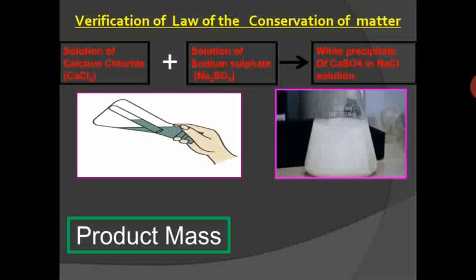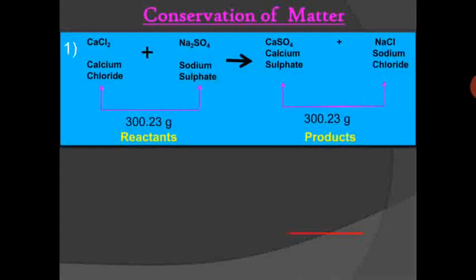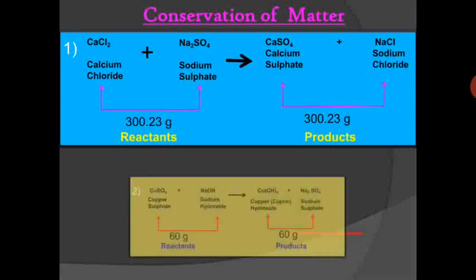And if we weigh the product, then the product's mass will again be 300.23 grams. Then the mass will be the same. Okay, reactant mass and product mass are the same, and this is called conservation of matter. Okay, let's study one more example.